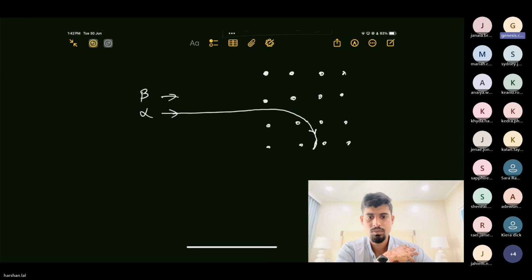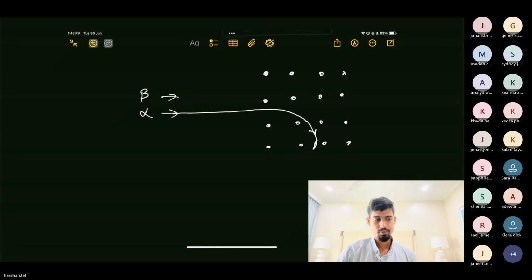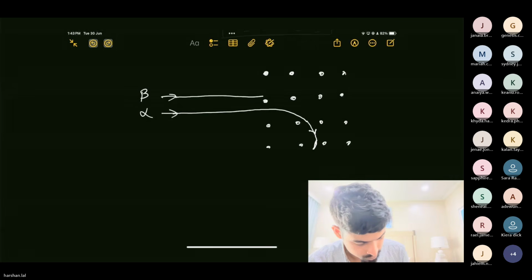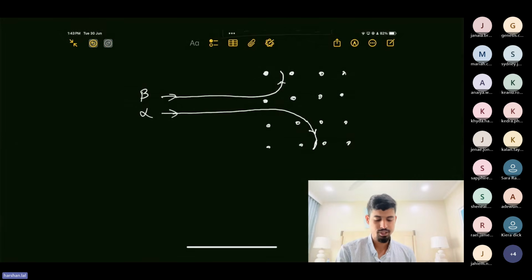It would be smaller. Right, a smaller radius of curvature because the beta particle is much lighter than the alpha particle, so for the same force acting on it, the centripetal force will cause a smaller radius of curvature. So we could draw this like this, right? A smaller radius of curvature.